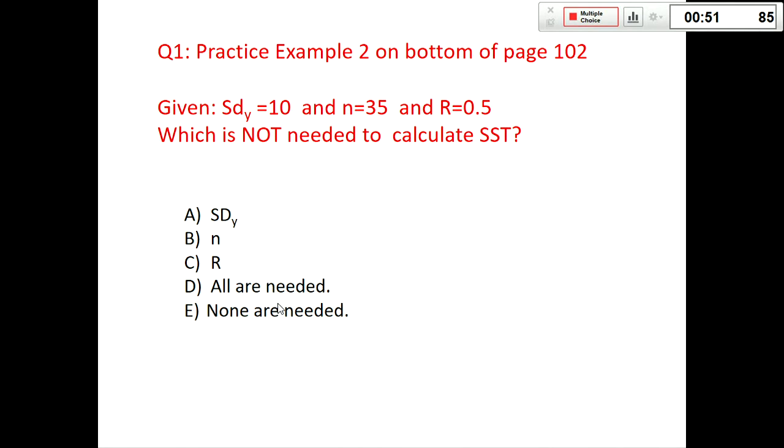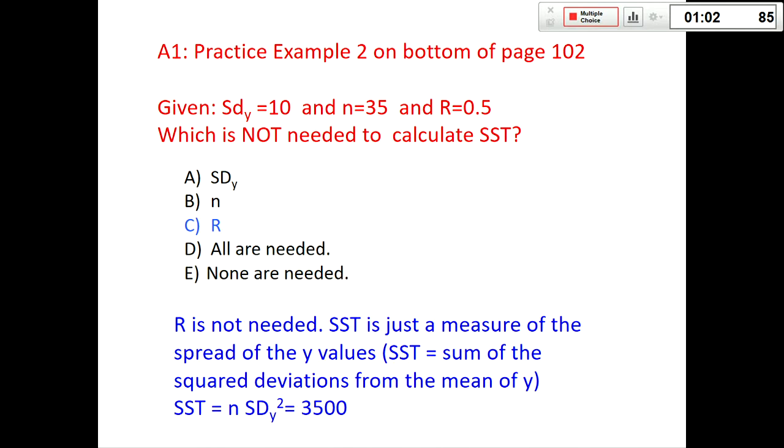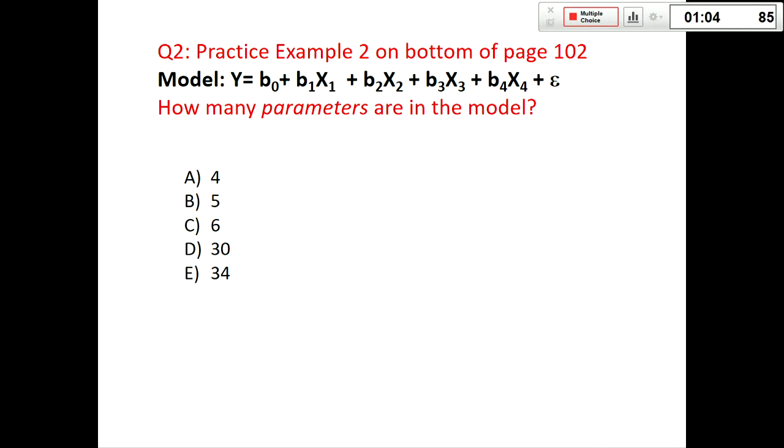Oh, did I not go to the next question? What happened? I am so sorry. So question 2 is right there. Did it switch back? Is that what happened? Yeah. How many parameters are in the model? Sorry about that. Thank you for pointing that out. Oh, when I clicked something, I guess it switched.